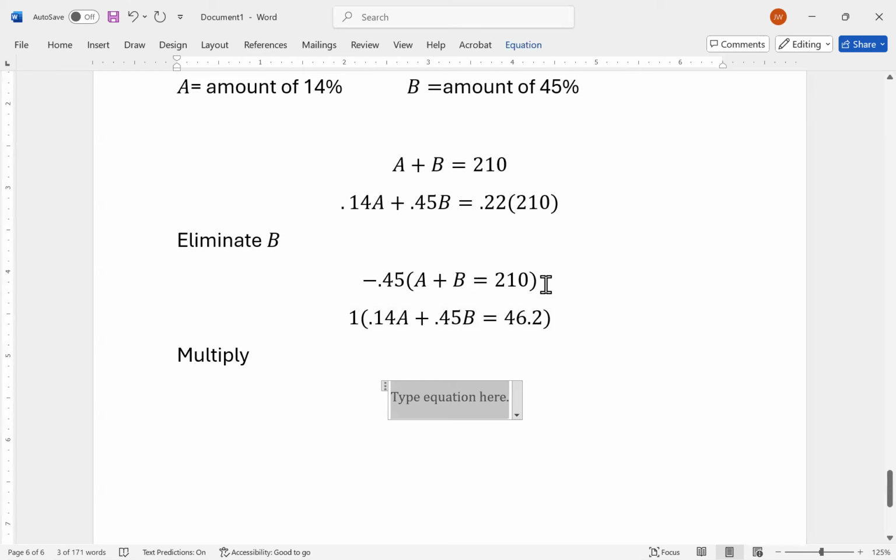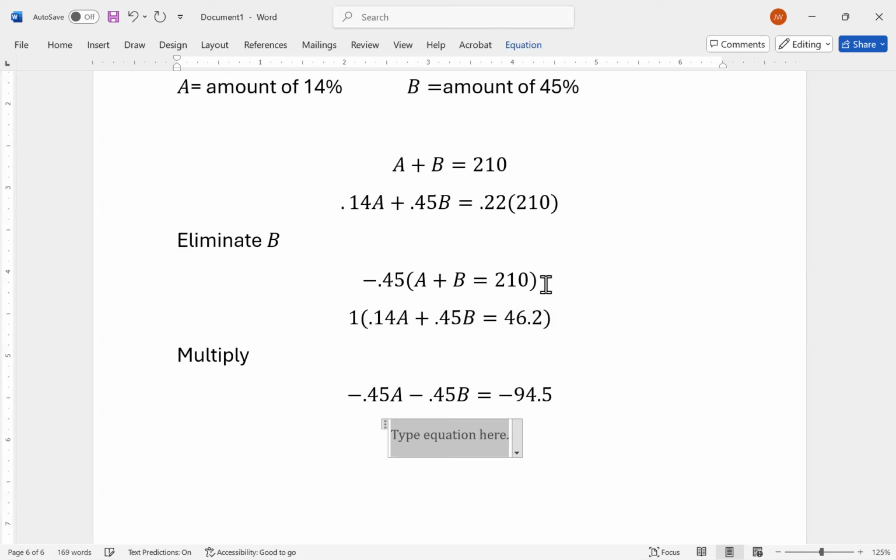I'm going to end up with negative 0.45a minus 0.45b is equal to negative, well, 210 times 0.45 is going to give me negative 94.5. In the second equation, I don't have to do much because 1 times anything is itself. So I still get 0.14a plus 0.45b is equal to 46.2.